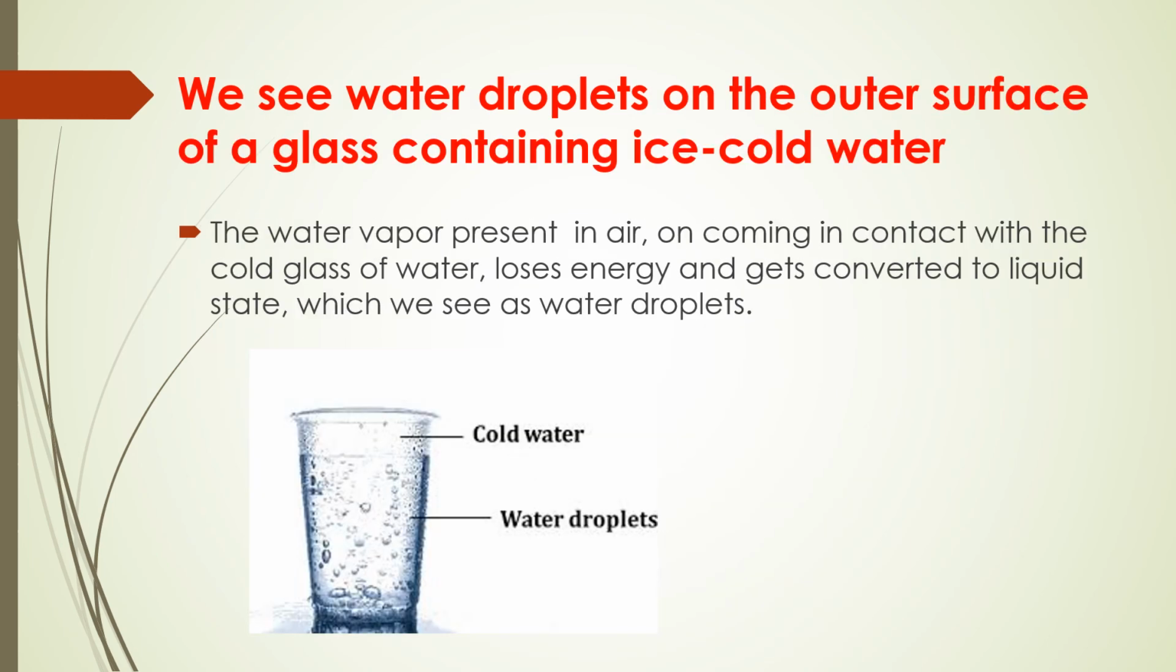We see water droplets on the outer surface of a glass containing ice cold water or even on a bottle of cold drink. The water vapor present in air, on coming in contact with the cold glass of water, loses energy and gets converted into liquid state, which we see as water droplets. Isn't it interesting? So here we come to the end of the lesson. I hope you all have enjoyed studying it.